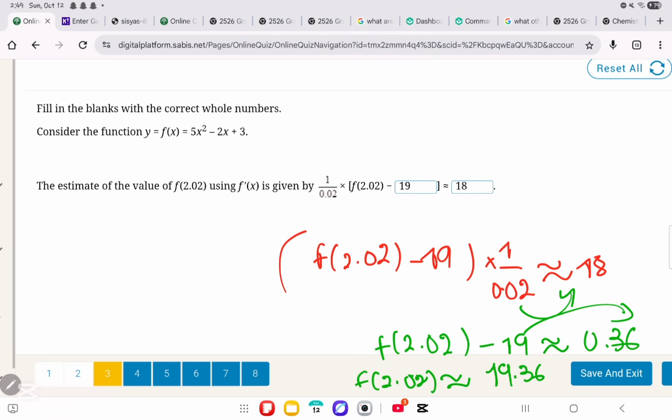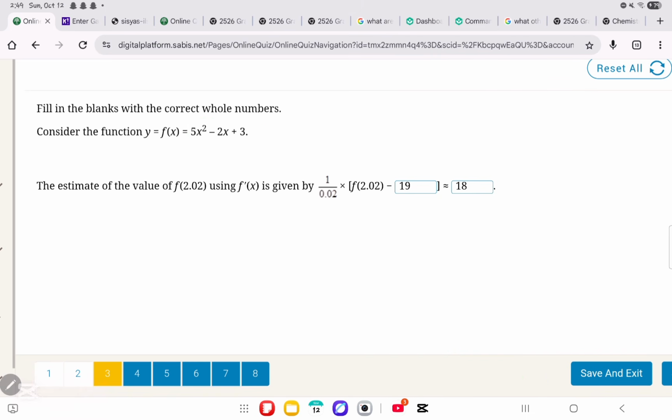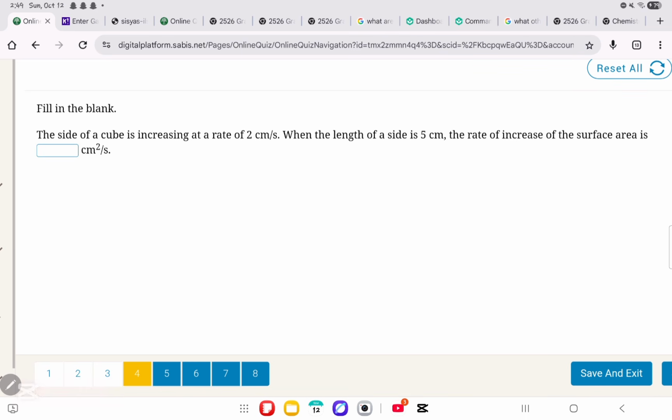Now, if you want to check your answer, you can actually substitute 2.02 over there. So it's going to be 5 times 2.02 squared minus 2 times 2.02 plus 3, and you will get approximately 19.36. This is how you check your answer. We move on to question number 4. What does it say in question number 4?